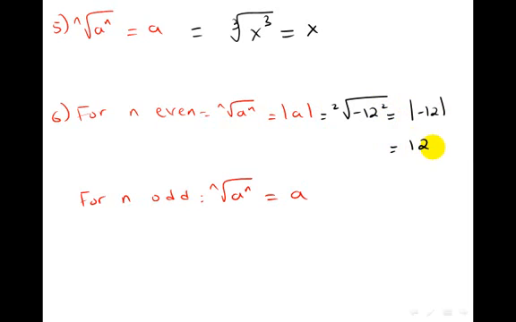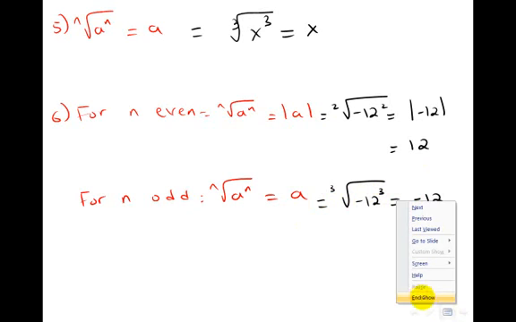But what if this radical is an odd number? For example, let's say that you have cube root of negative 12 cubed. Here this radical is going to cancel and the answer will go out as negative 12 without any absolute value.